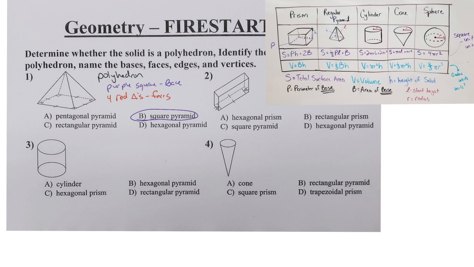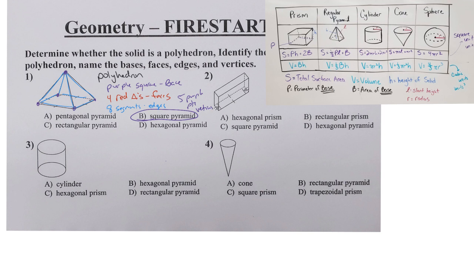All right? The edges are all these lines. So there's 1, 2, 3, 4, 5, 6, 7, 8. The 8 line segments are the edges, and the vertices are the purple points. 5 purple points. Those are vertices.